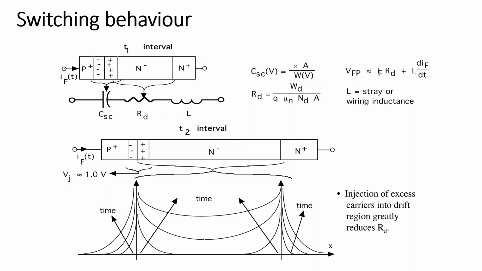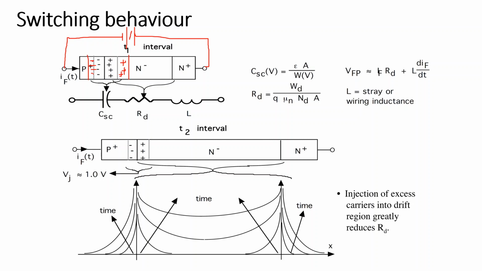Now if you reverse bias this diode, the width of the depletion region increases, so we get more positive charges here, right, and we get more negative charges here, which are not free to move, they are immobile.